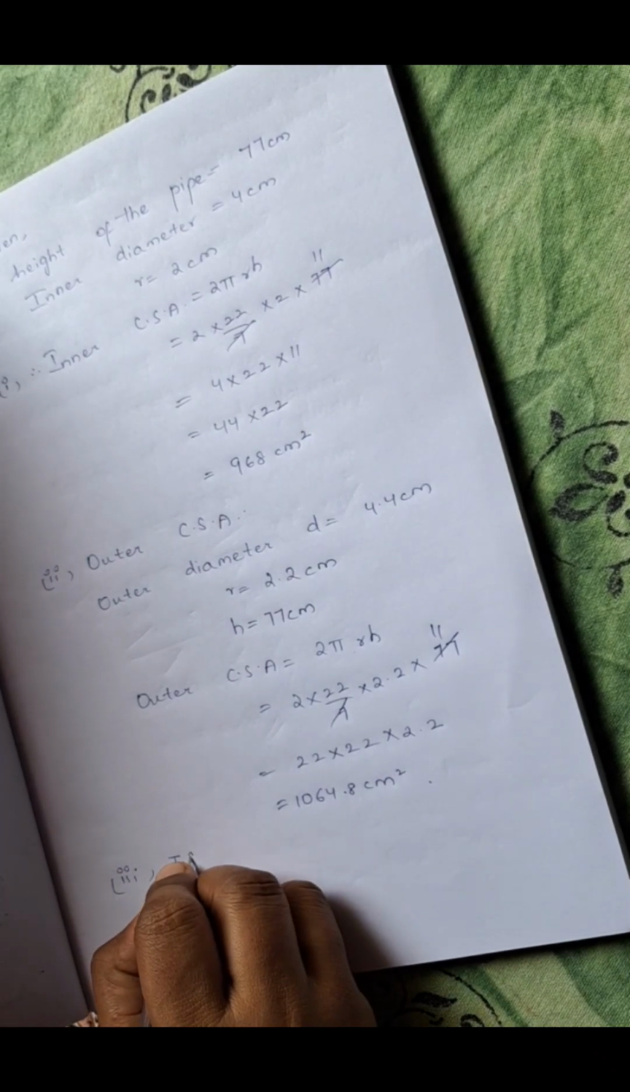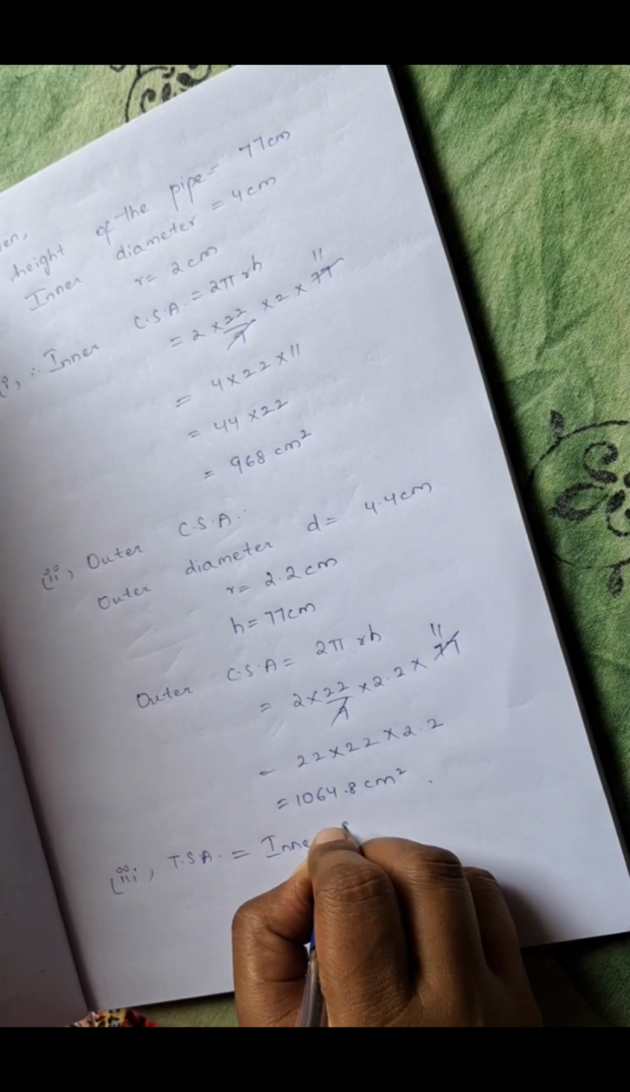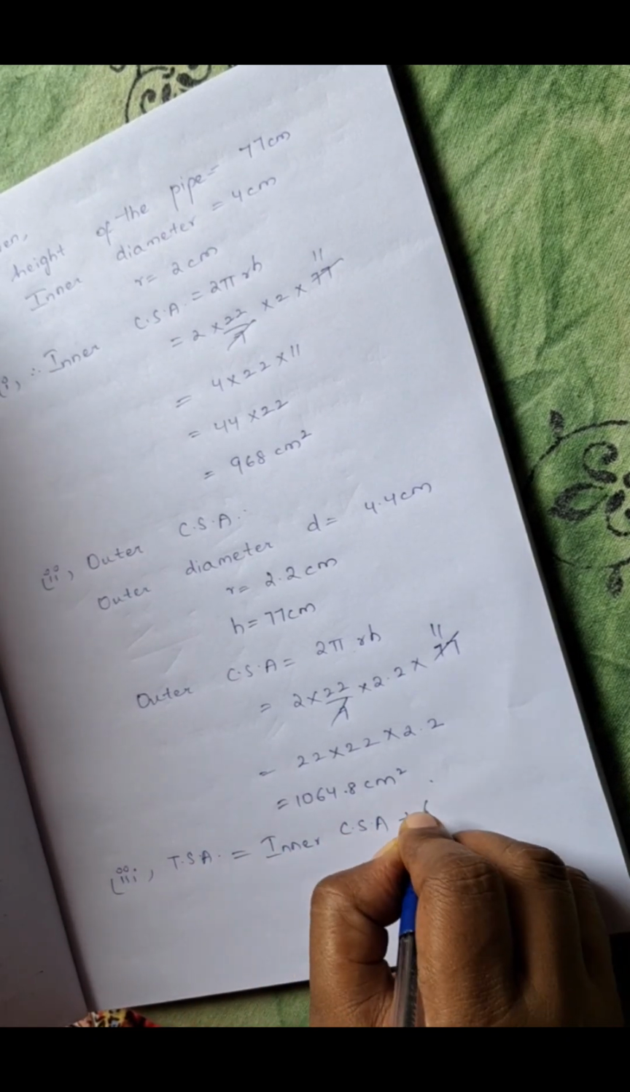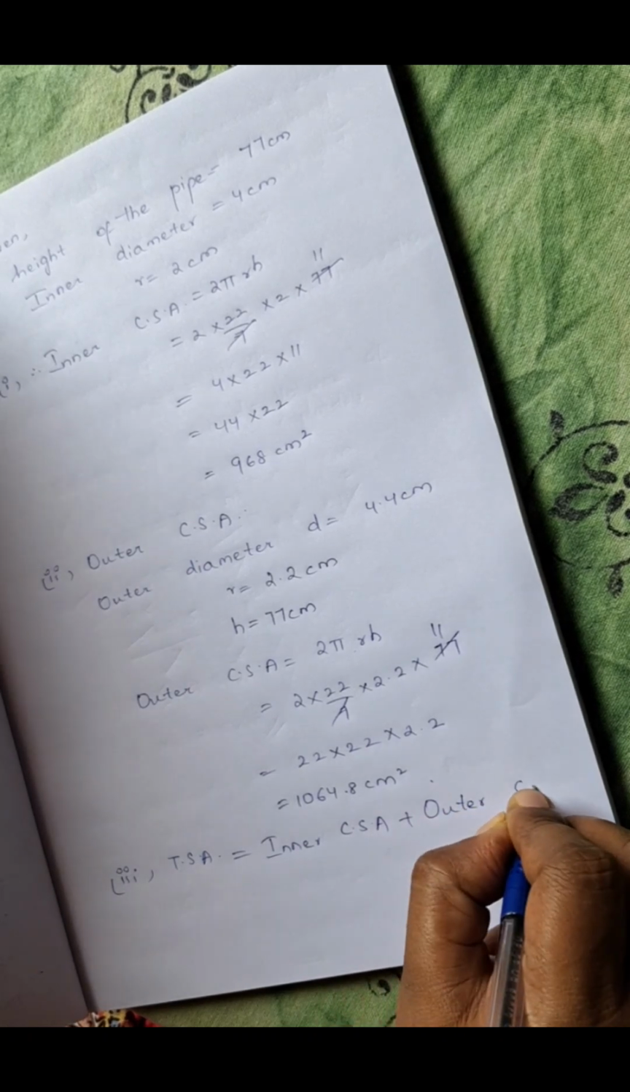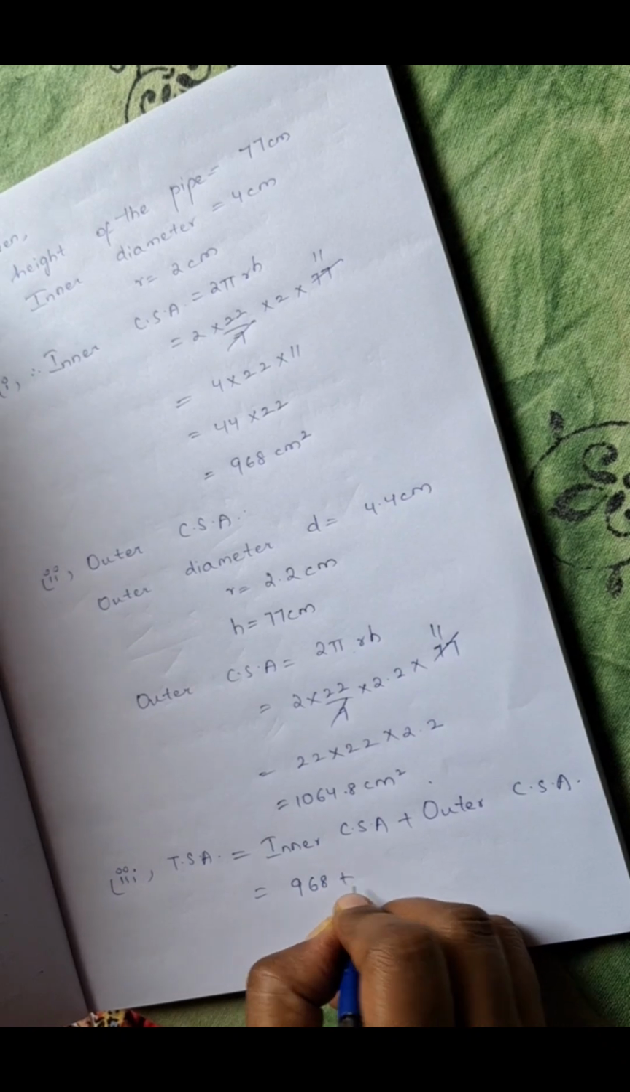Next we need to find out total surface area. What is total surface area? Inner and outer curved surface area, right? So inner curved surface area plus outer curved surface area. What is inner curved surface area? 968. What is outer curved surface area?